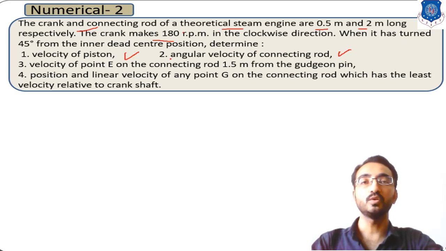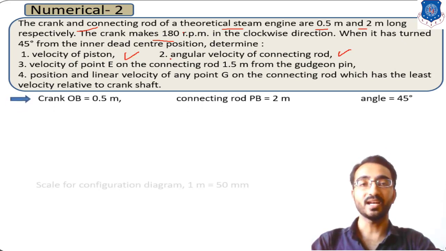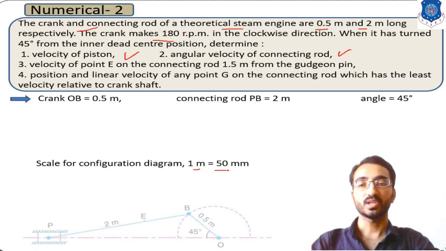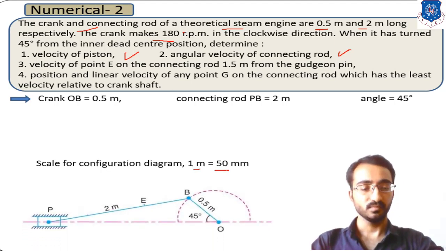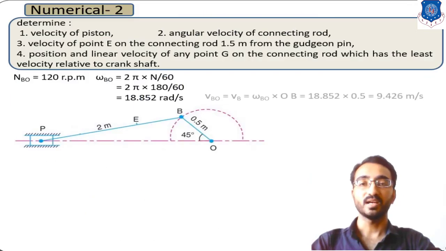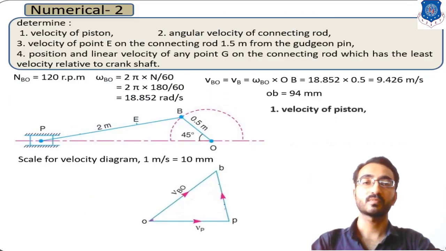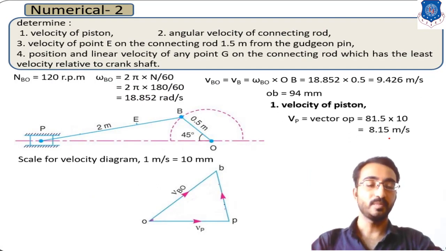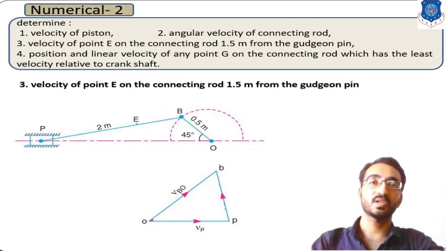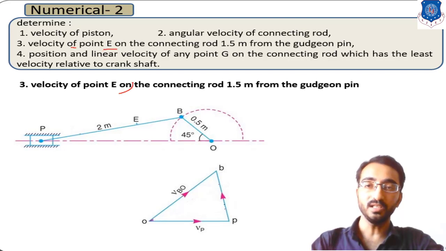To obtain these two values, we first sketched the configuration diagram, considering 1 meter equal to 50 mm in our drawing length. With the help of this configuration diagram, we obtained the velocity of the piston using the velocity diagram, and that is 8.15 meter per second. Similarly, we calculated the angular velocity of the connecting rod.